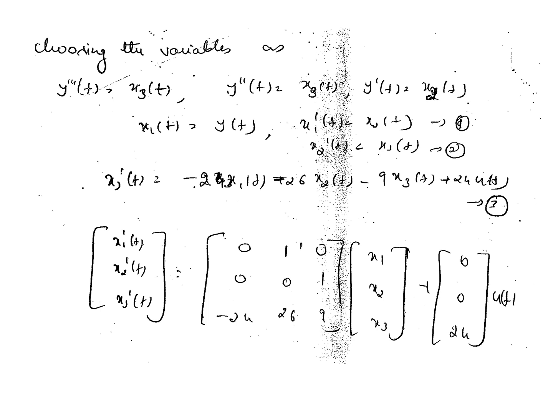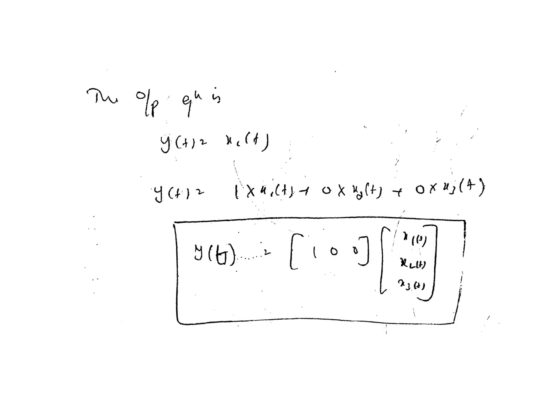So by considering the equation and by solving for x3 dash, we are going to get the state model equation as x1 dash of t, x2 dash of t, x3 dash of t equal to 0, 1, 0, 0, 0, 1, minus 24, minus 26, minus 9 times x1, x2, x3 plus 0, 0, 24 u of t. And the output equation is just equal to y equal to x1 of t. So it is directly taken as 1, 0, 0 times x1, x2, x3. Like this you can try a few more examples.